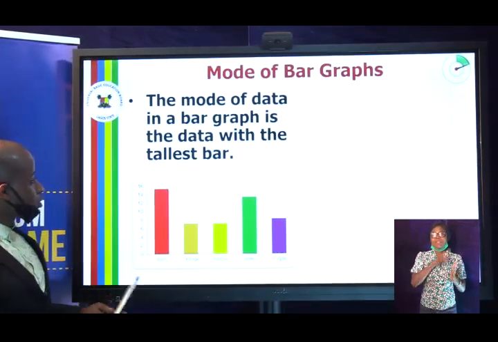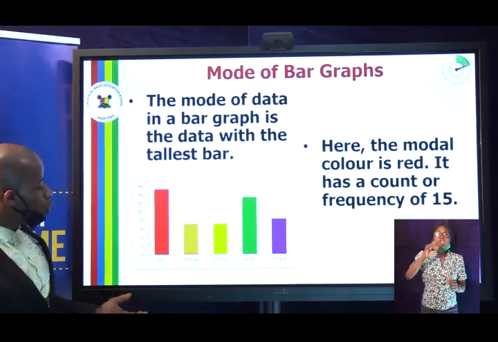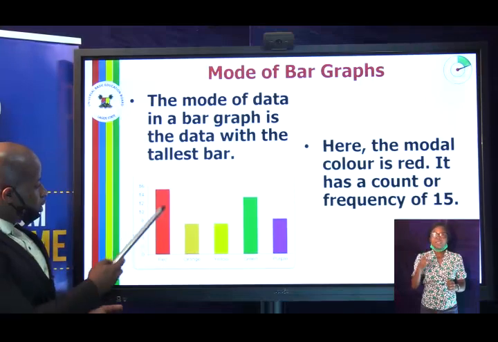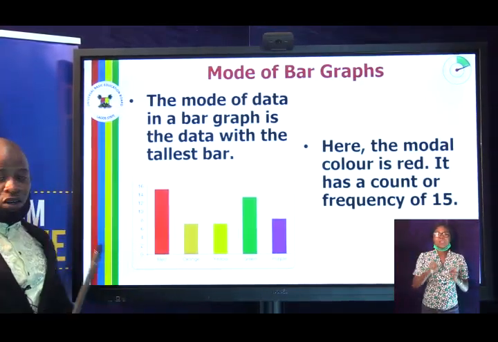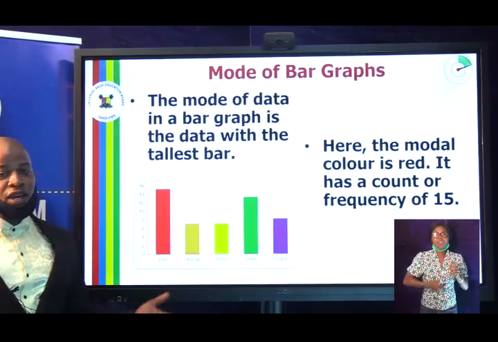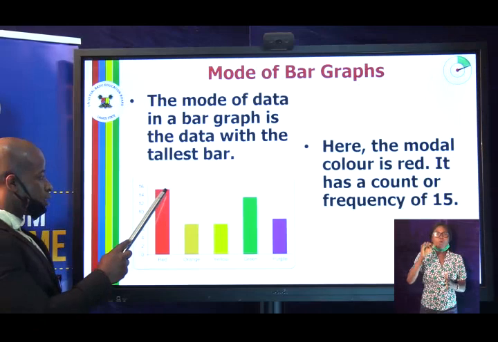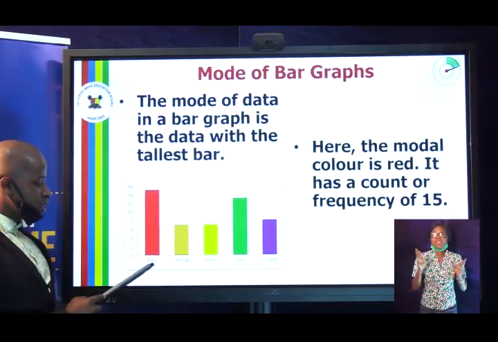And so in this case, let us see which one is the mode. The modal color is red. As you can see, the red rectangle is the tallest of all these. So it's very easy. When you look at a bar graph, just look for the tallest rectangle, and that's your mode. Beware. The mode is not the number of the count or the frequency, it is the data that is below it.